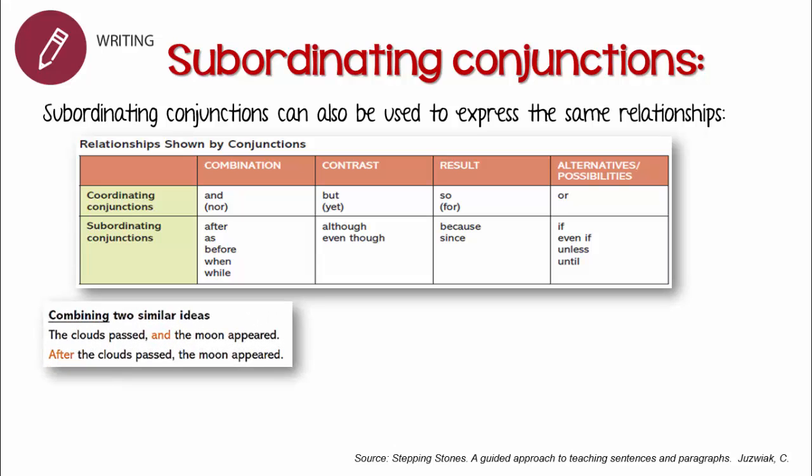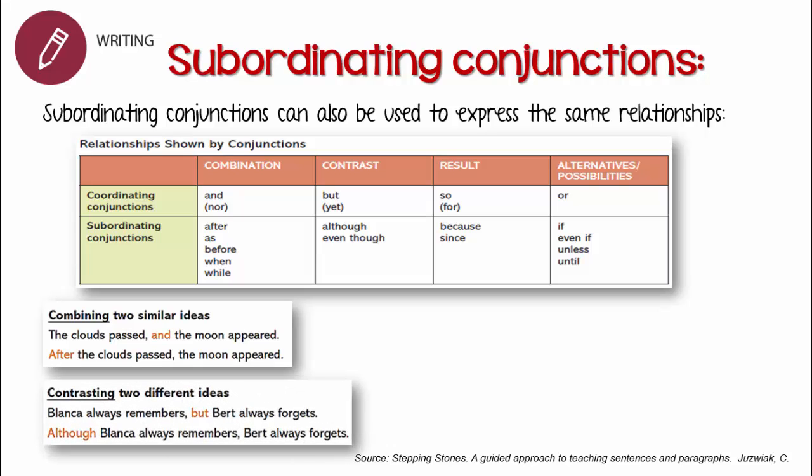For example, combining two similar ideas. The clouds passed and the moon appeared. This is an example of a compound sentence using a coordinating conjunction, and. After the clouds passed, the moon appeared. That is an example of a complex sentence using a subordinating conjunction.